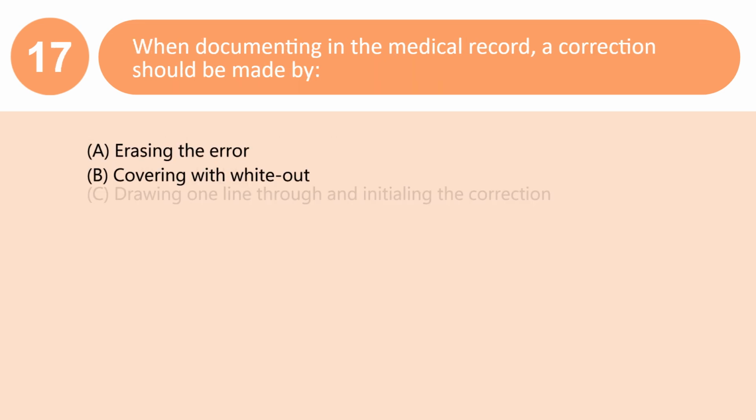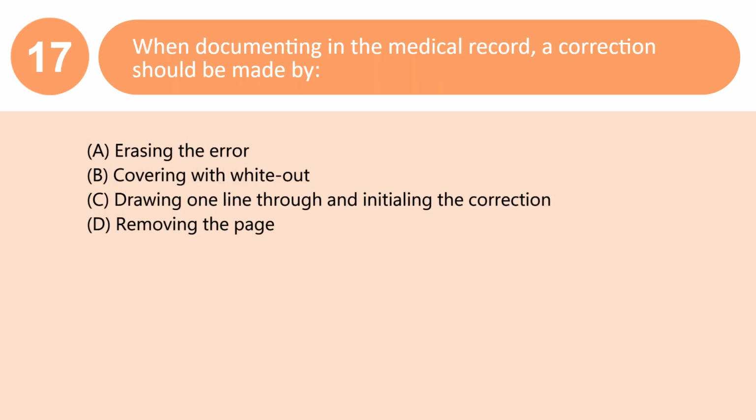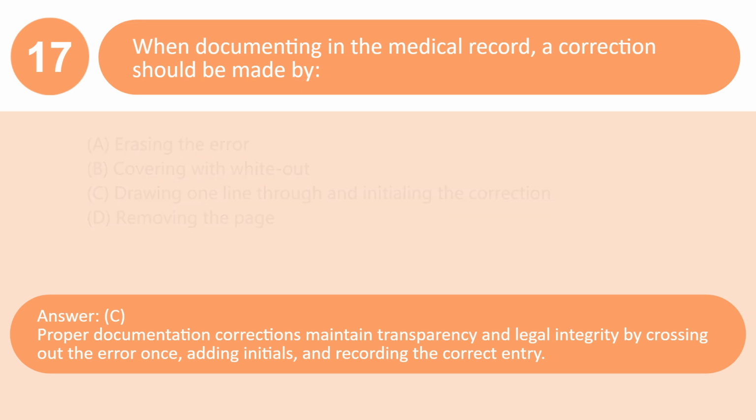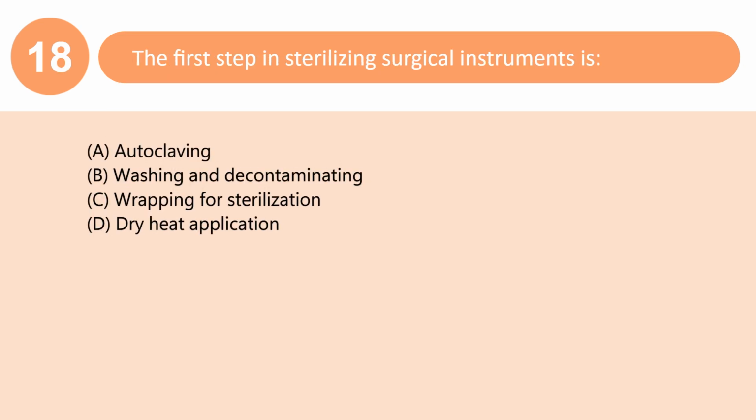When documenting in the medical record, a correction should be made by: A. Erasing the error. B. Covering with whiteout. C. Drawing one line through and initialing the correction. D. Removing the page. Answer: C. Proper documentation corrections maintain transparency and legal integrity by crossing out the error once, adding initials, and recording the correct entry.